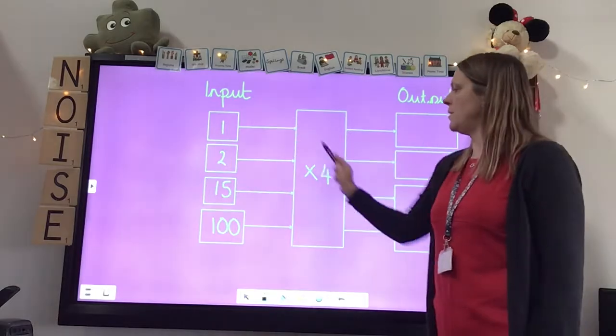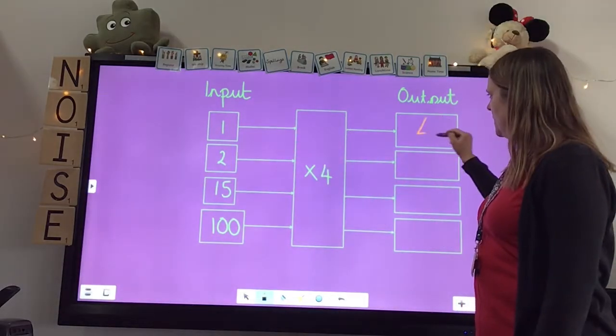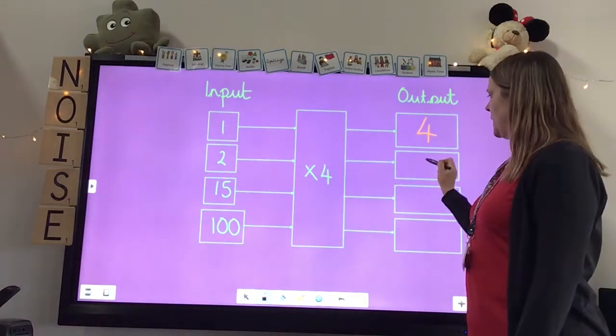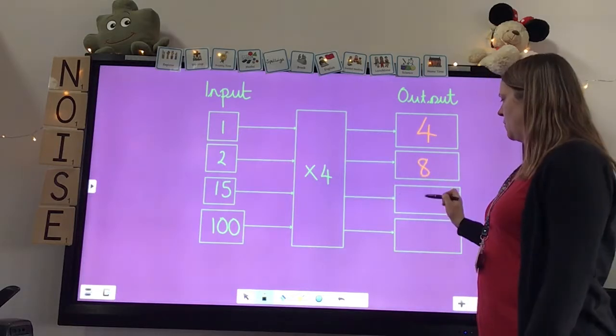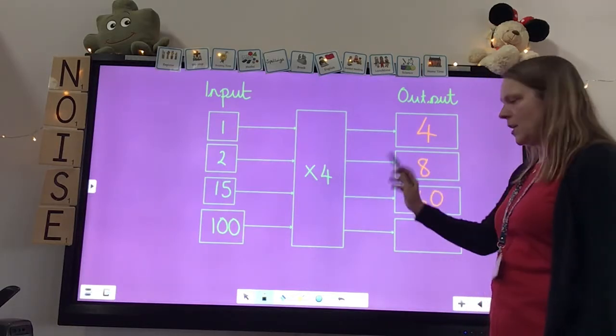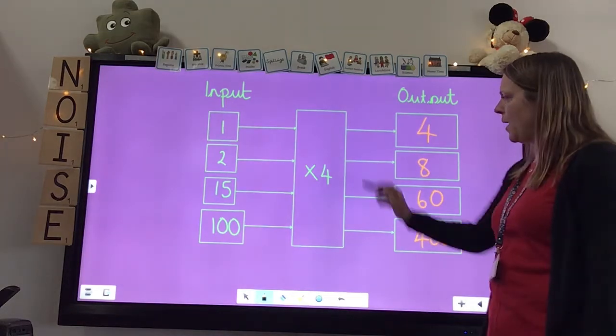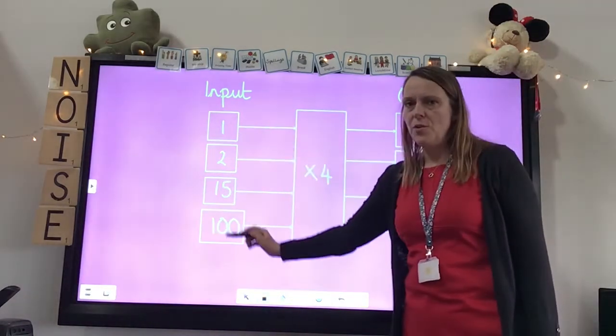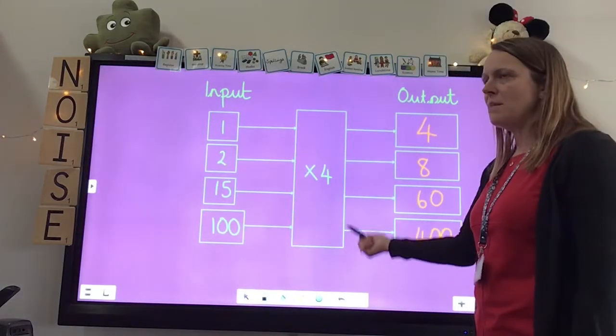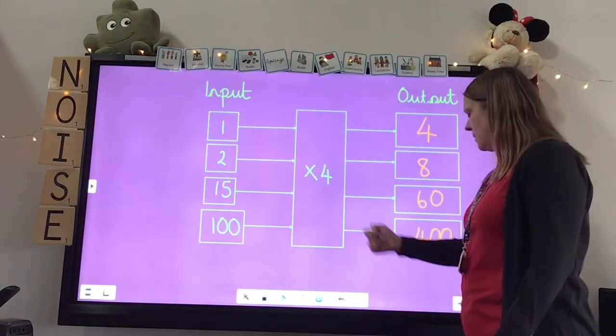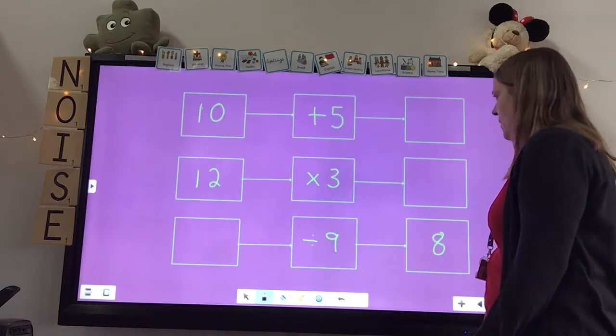So 1 times 4 is 4. 2 times 4 is 8. We know that 15 times 4 is 60. And 100 times 4 is 400. Okay, so whatever my function is, that's what I do to that number, and sometimes it might be adding, it might be subtracting, it might be dividing, it might be timesing, like this example.